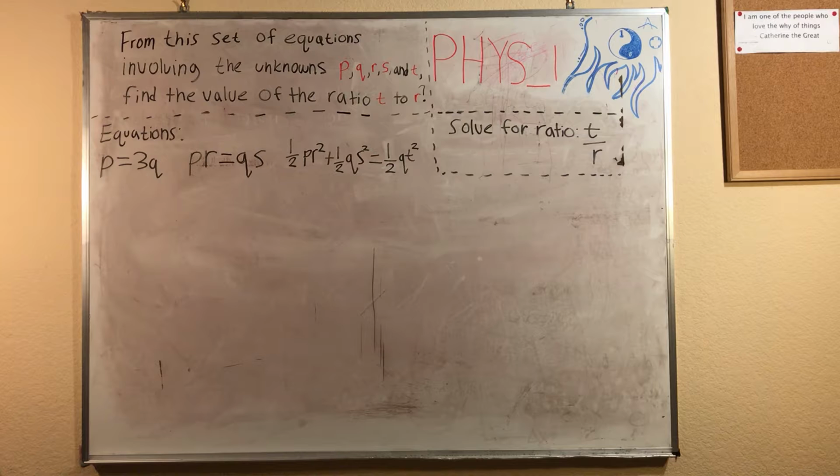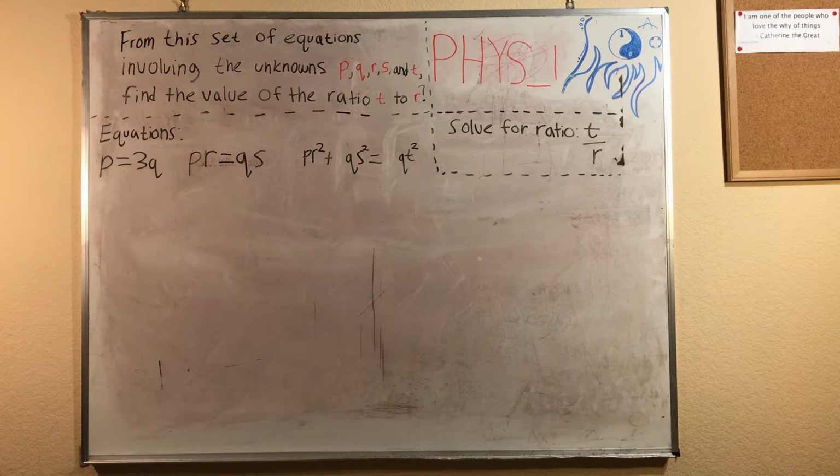With the list of equations written, we need to find out how to get a ratio of t to r. The first thing to do is look at the long equation and notice how each term has a 1/2. So we can factor those out and cancel them on both sides. This leaves just p times r squared plus q times s squared equals q times t squared. With no fractions anymore, this should be simple to deal with.